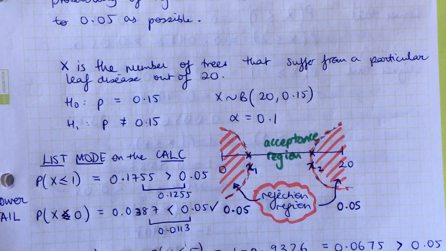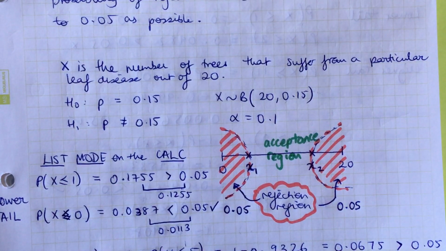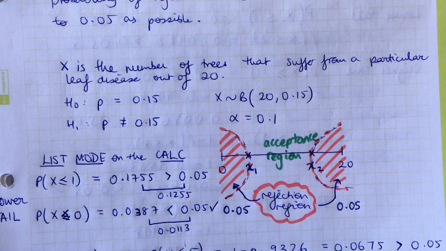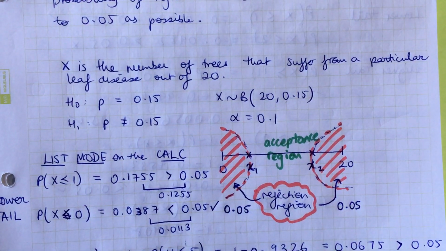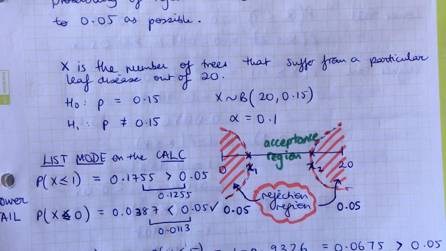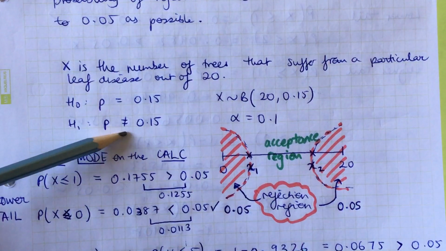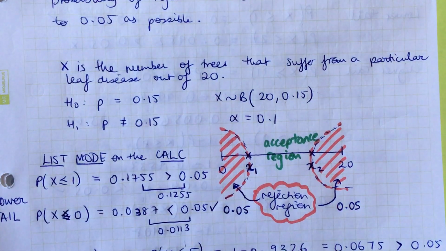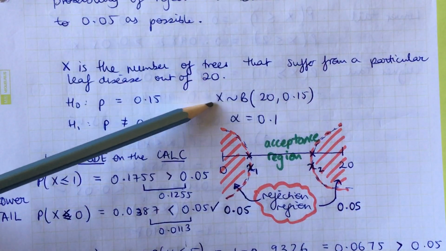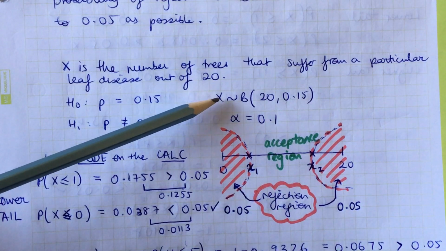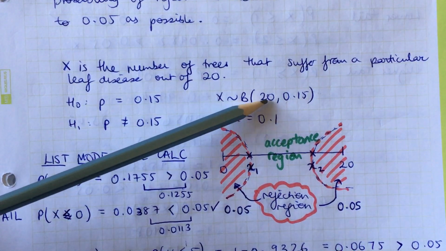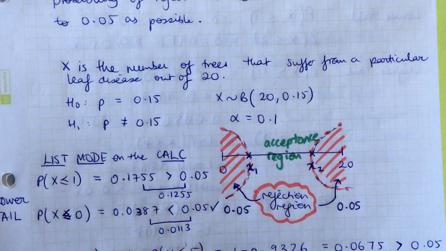The null hypothesis is the probability of a tree getting a leaf disease is 15% in that particular wood, in that particular forest. The alternative hypothesis is that the proportion of those trees is not 15%, but we don't know which way it's going to go, so that's the not equal to representation. The distribution is X is going to be estimated using binomial, n is 20, 0.15.